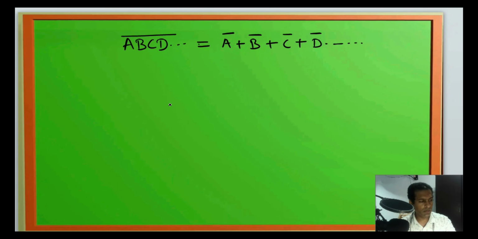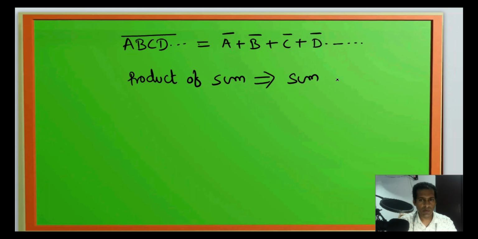Now we can see that law 1 and law 2 also permit removal of individual variables from under a NOT sign, and we can transform from product of sums form to sum of products form. Its applications we will see in the examples.